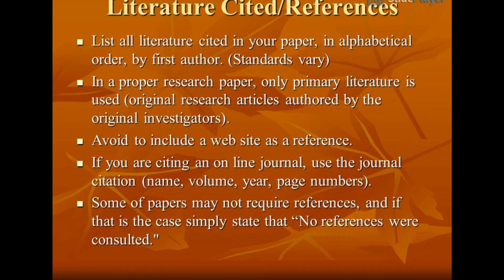List all literature cited in your paper, in alphabetical order, by first author. Standards vary. In a proper research paper, only primary literature is used. Original research articles authored by the original investigators. Avoid including a website as a reference. If you are citing an online journal, use the journal citation, name, volume, year, page numbers. Some papers may not require references, and if that is the case, simply state that no references were consulted.